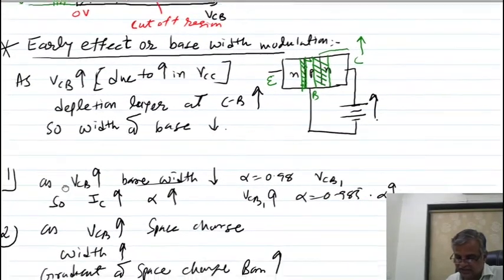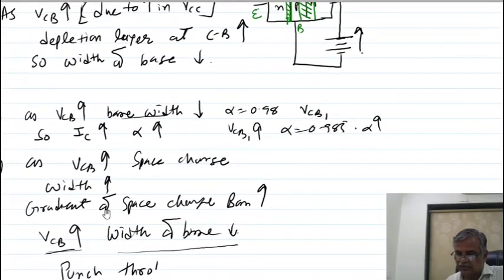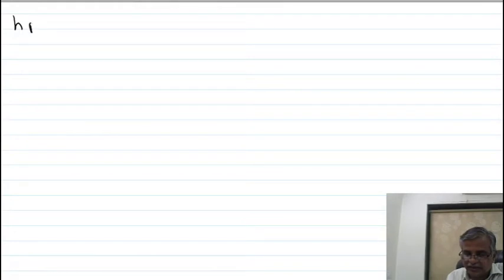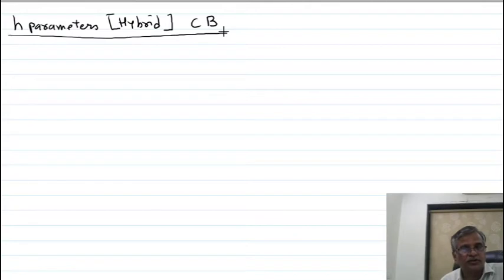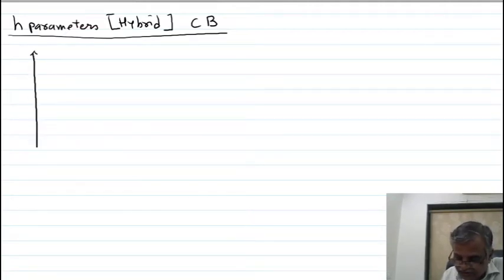I am discussing now the parameters of common base transistor. I am discussing H parameters, which are known as hybrid parameters, for common base transistor configuration. First, draw the input and output characteristics. I am showing you this is your input characteristics.